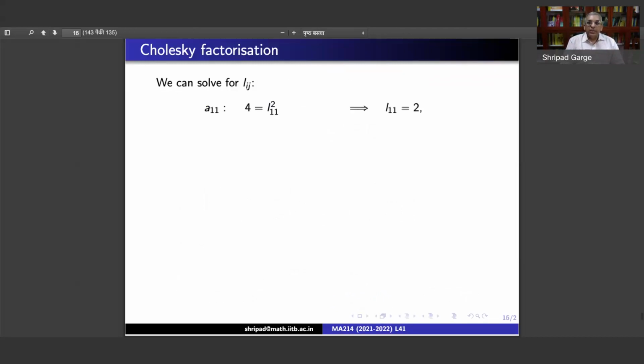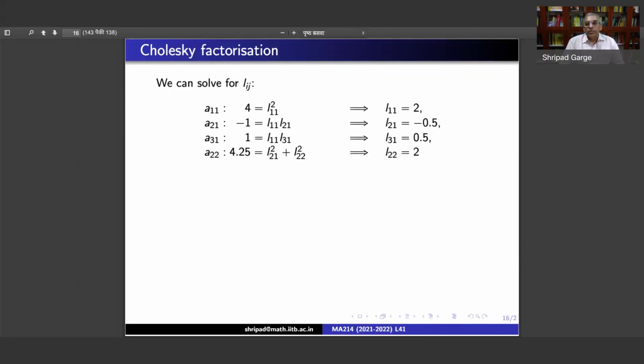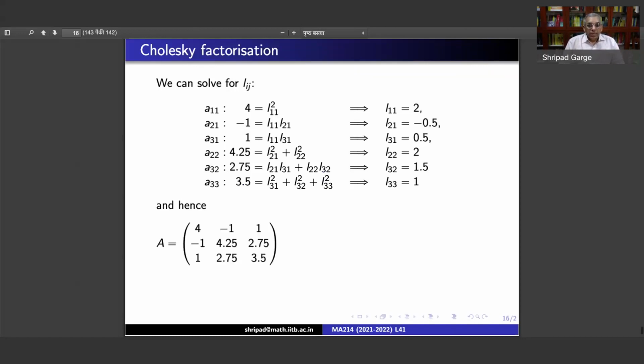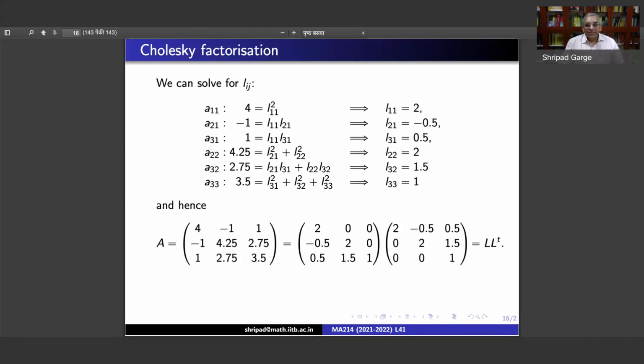I will just write it here. 4 equal to L11 square, so L11 is 2. Minus 1 equal to L11 times L21, so L21 is minus 0.5. 1 is L11 into L31, so L31 is half, 0.5. L22 is 2, L32 is 1.5, and finally L33 is 1. Now we can write it back as L into L transpose. And this is where we are going to stop in today's lecture. We could not complete an example in our previous lecture, but this time I did that example, and even for the Cholesky factorization, we have been able to complete an example.